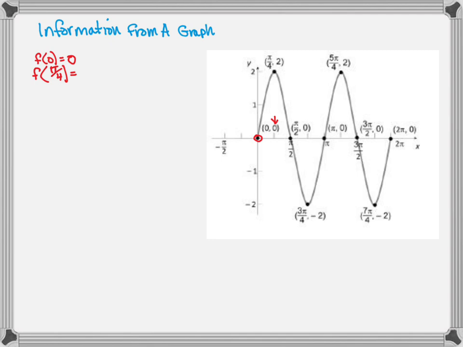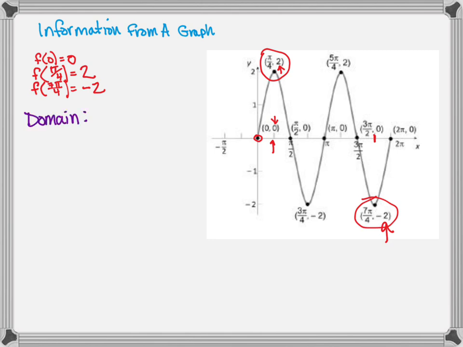What's f of pi over 4? So pi over 4 is here. That corresponds to this point. Our y value is 2. So f of pi over 4 is 2. What is f of 3 pi over 4? What is f of 7 pi over 4? 7 pi over 4 is over here. It's asking about this point. Our y value is negative 2. So f of 7 pi over 4 is negative 2.